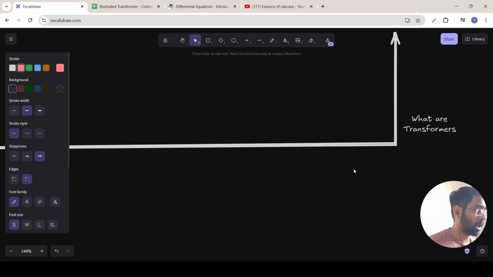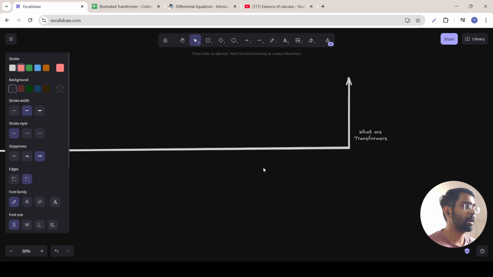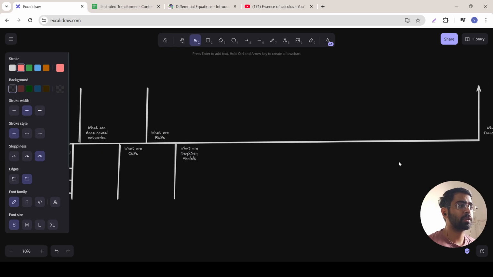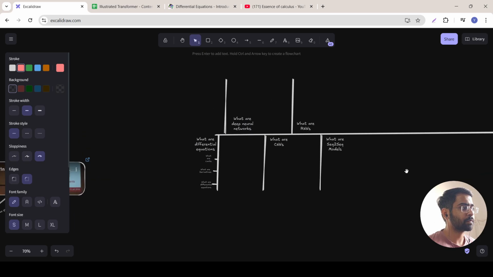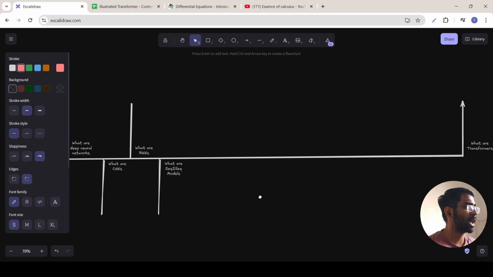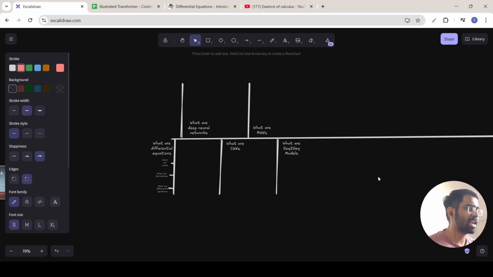So this may be time consuming, maybe it's a long route, but I'm sure that by the time we reach here, we'll understand a lot of things and a lot of clarity will be in our headspace. Headspace, yeah, it's a good term.